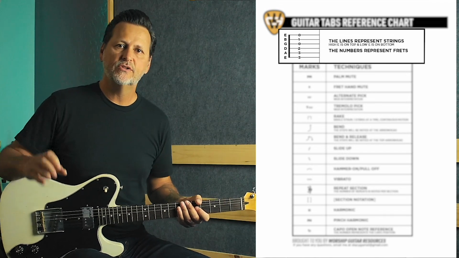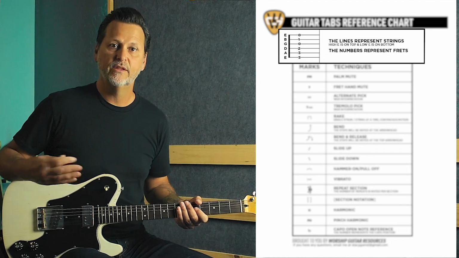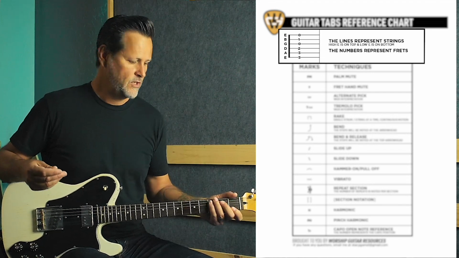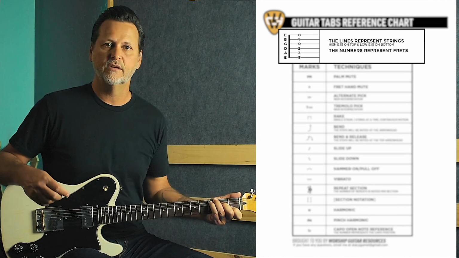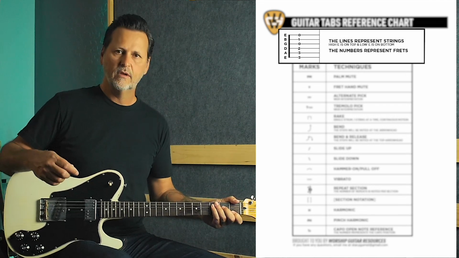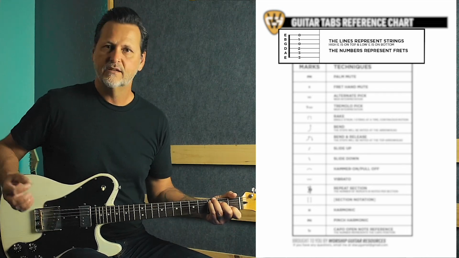So the lines represent strings, from the top string being your high E to the bottom string being your low E, and the numbers represent frets. You'll see the numbers on this particular chart represent a G over C chord, a big cowboy chord, just a tip of the hat to my dad, and it looks like this.